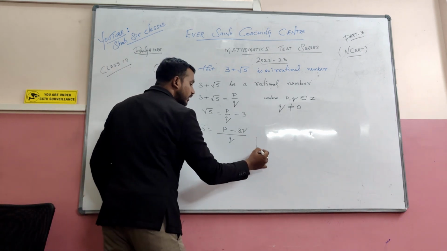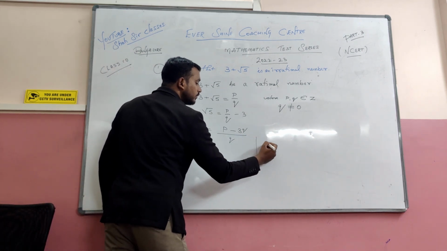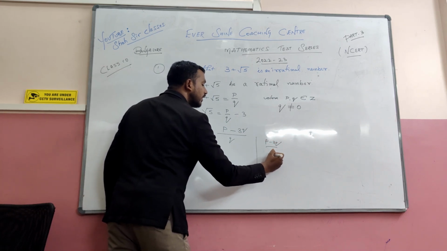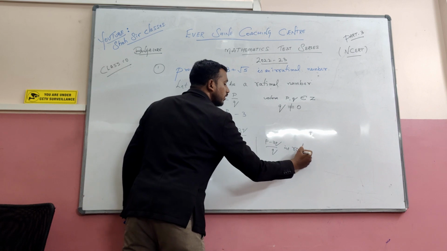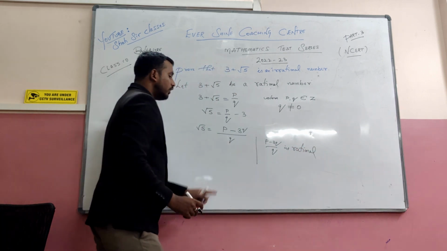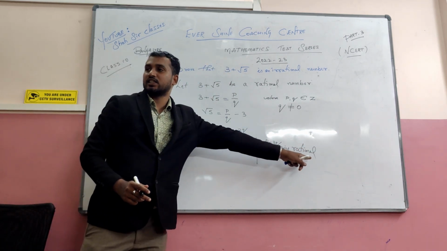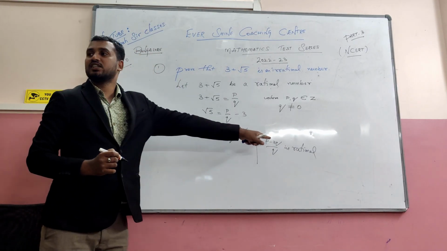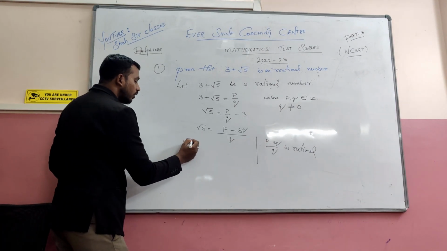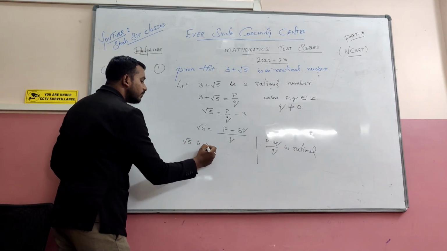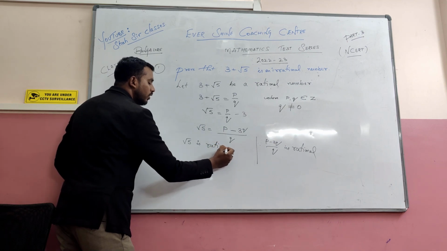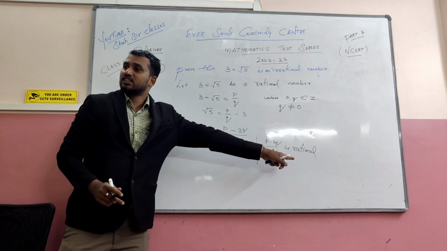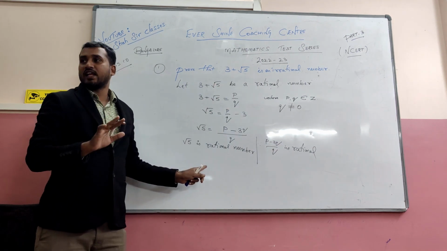Now we can conclude that we know that P minus 3Q by Q is rational. Yes or no? We know that P minus 3Q by Q is rational. RHS is rational, so we can say that root 5 is rational. Understood? How can you say root 5 is a rational number? Because when RHS is rational, then LHS is also rational.